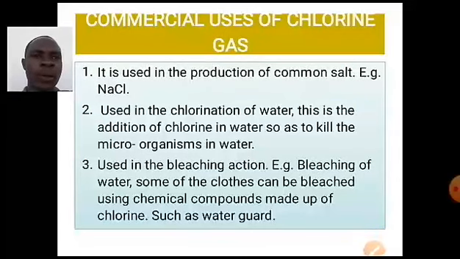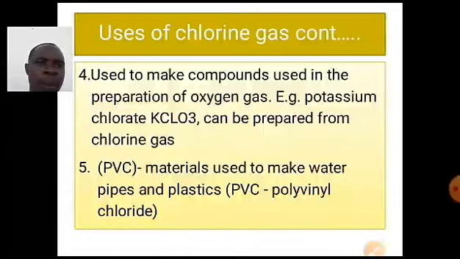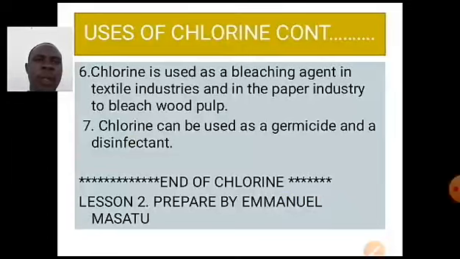Let's see uses of chlorine gas. It's used in the production of common salt, you have already seen. It's used in the purification of water, and in bleaching action. It's used to make compounds used in preparation of oxygen gas, for example potassium perchlorate, which produces oxygen gas. Also, it's used in PVC material to make water pipes and plastics. Chlorine is used as a bleaching agent in the textile industry and in the paper industry to bleach wood. Chlorine can also be used in germicides and disinfectants.